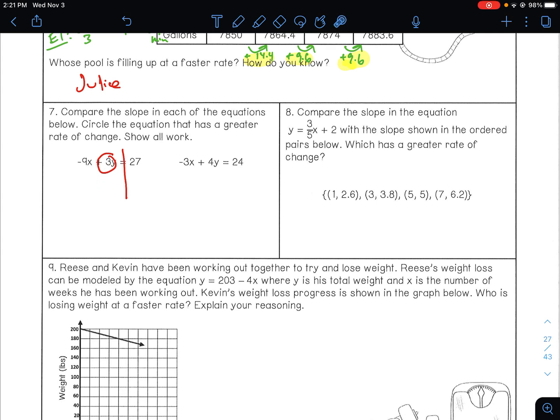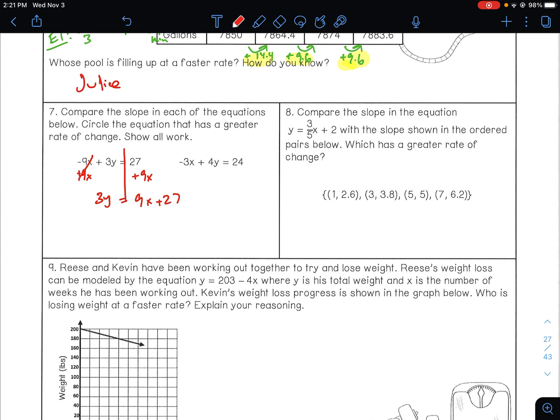So what I'm going to do is, before I get rid of the 3, I need to move over the x. So I'm going to move over negative 9x by getting rid of it, plus 9x and plus 9x over here. So I'm left with 3y equals 9x plus 27. You may be thinking, isn't that 27 plus 9x? Sure, it doesn't matter the order, actually.